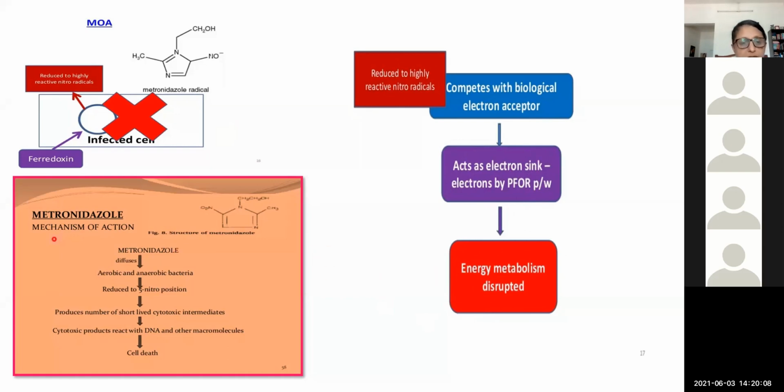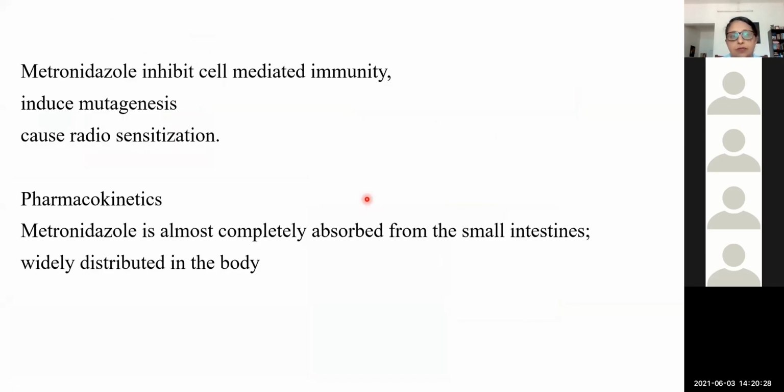So because of that, again same thing. It is reduced at the 5-nitro position, and it reacts with the DNA and other macromolecules, and that causes the cell death. Especially because the energy metabolism is disrupted, the death of the anaerobes occurs. So that was the metronidazole mechanism of action.